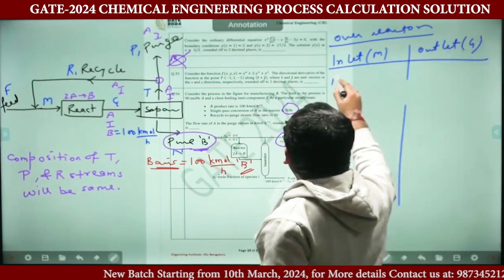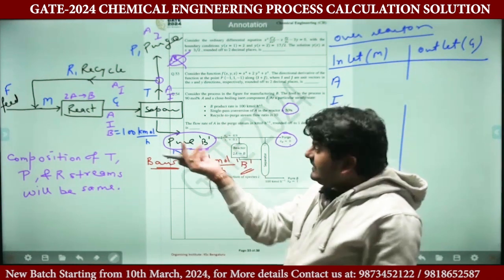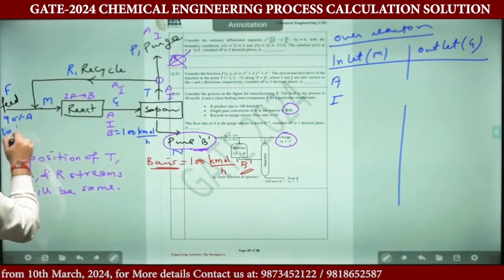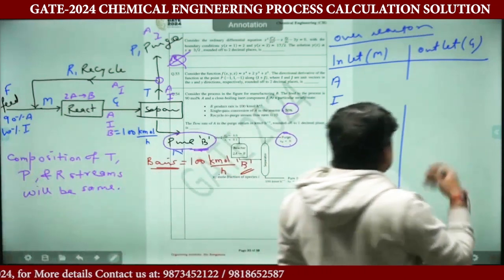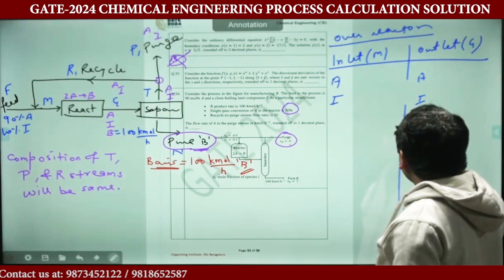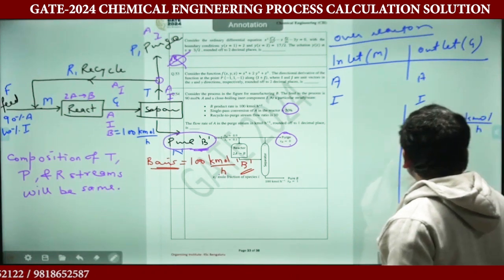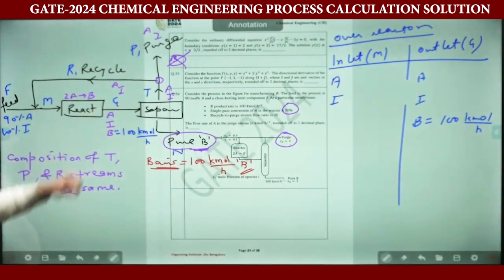In the inlet stream we will have A and I only, because recycle has A and I, and the feed has A and I, given 90% A and 10% inert in the fresh feed. And in the outlet, we will have A, I and B, all. B is the same, 100 kilomole per hour, as produced. Okay, so over the reactor.